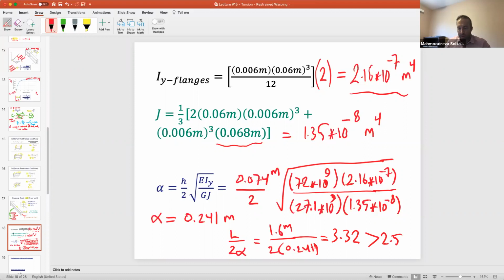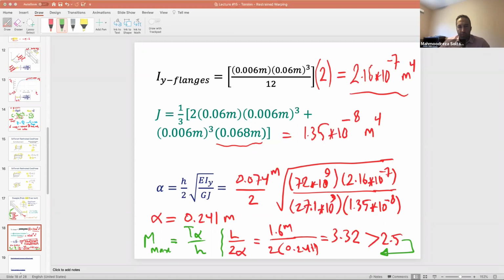So what you're going to do, you can assume, I write it here. You can say your maximum moment is equal to T alpha over h. So I do it this way, so you know that would be the rest of the problem, this side. Okay, that's our assumption. When L over alpha is more than 2.5, or L over 2 alpha is more than 2.5, you can use this expression.